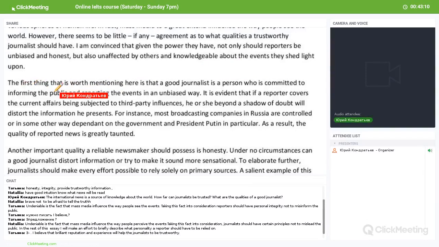Here's my example. The first thing that is worth mentioning here is that a good journalist is a person who is committed to informing the public and reporting the events in an unbiased way. It is evident that if a reporter covers the current affairs being subjected to third-party influences, he or she, beyond a shadow of doubt, will distort the information he presents. For instance, most broadcasting companies in Russia are controlled or in some other way dependent on the government, and President Putin in particular. As a result, the quality of reported news is greatly tainted. It's a mistake. There should be "I" here.